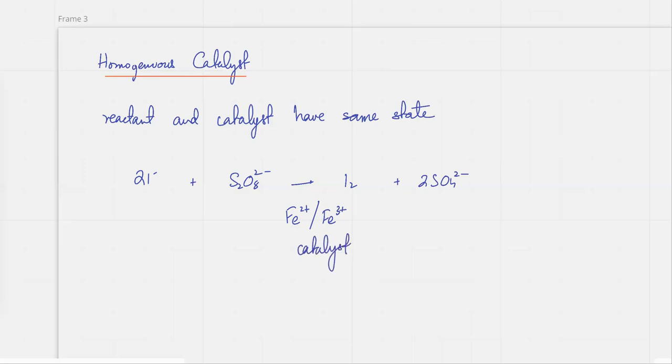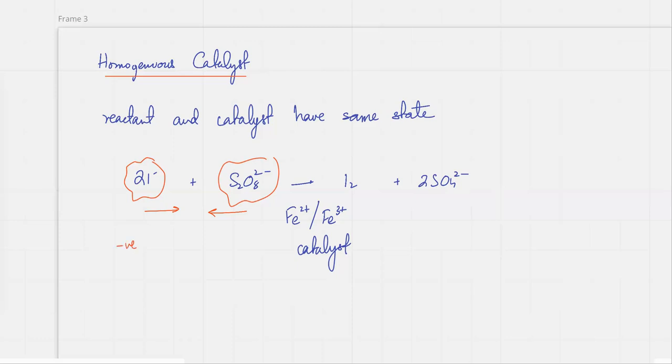You have to remember the exact mechanism of why this reaction happens. Why do Fe2 plus and Fe3 plus act as catalyst? The first thing is the high activation energy. Why does this reaction have a very high activation energy? Both these ions are negatively charged, so they're going to repel each other. They're never going to meet. You would have to give them a lot of energy so that they could bump into each other. If they never meet, there's never going to be a reaction.